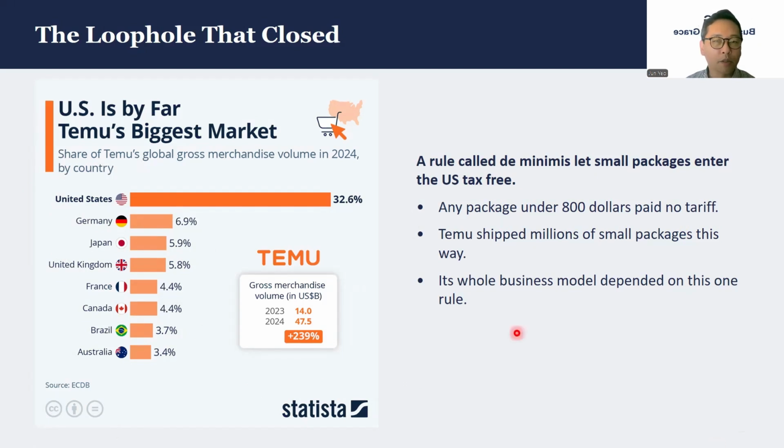Temu used a special rule called de minimis. This rule lets small packages enter the United States with no tax. Any package under $800 was tax-free. Temu shipped millions of small boxes this way. It's a whole business that depended on this one rule.